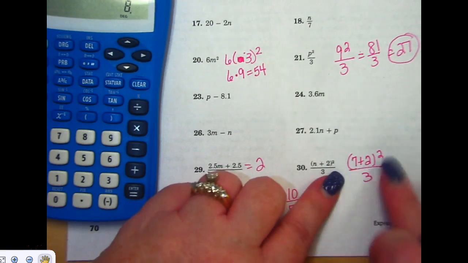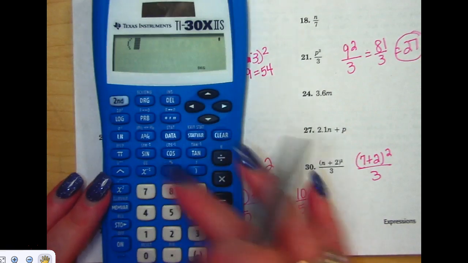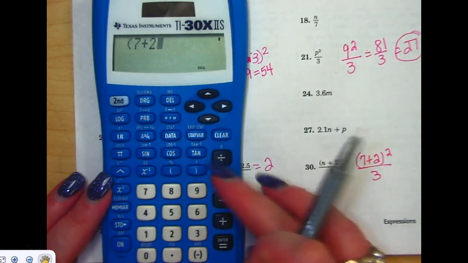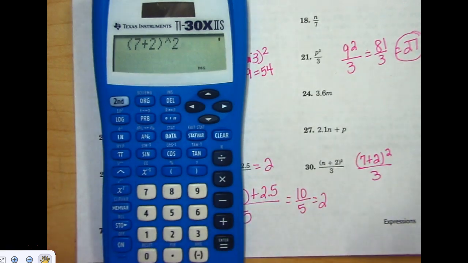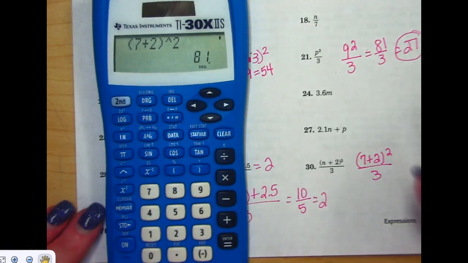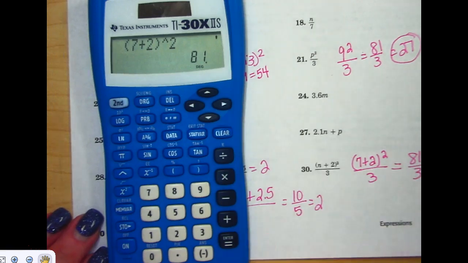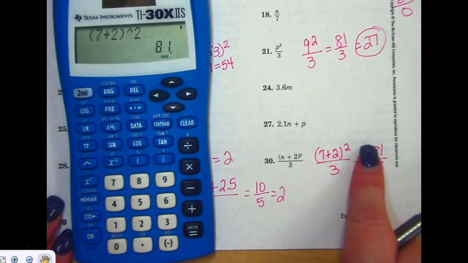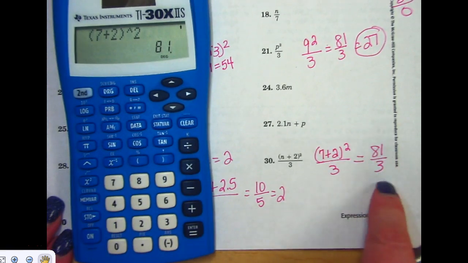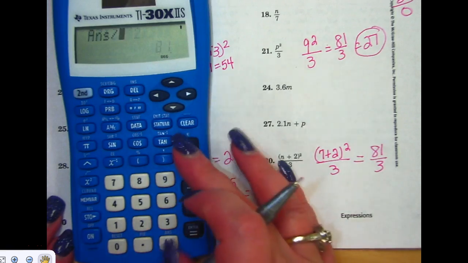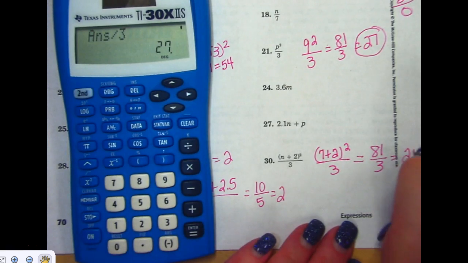So let's do this on our calculator using the parentheses. Parentheses, 7 plus 2, close parentheses, caret 2. Do I need to hit equals? Yes, equals. 81 divided by 3. I will know if you hit the equals or not, because if you don't have this step where you made that an 81 divided by 3, I'll know. 81 divided by 3 equals 27.